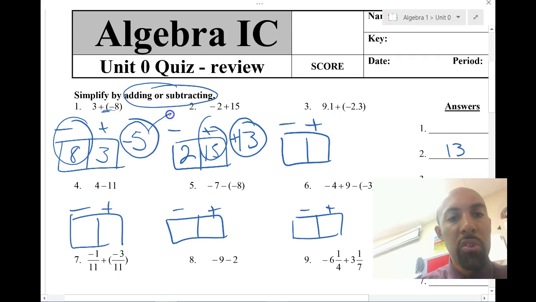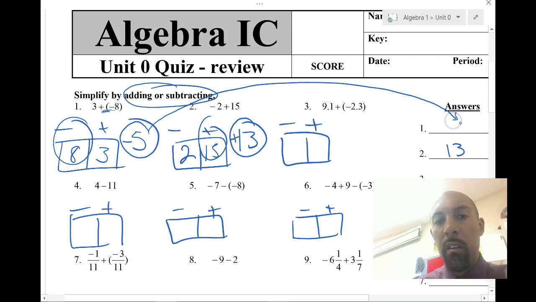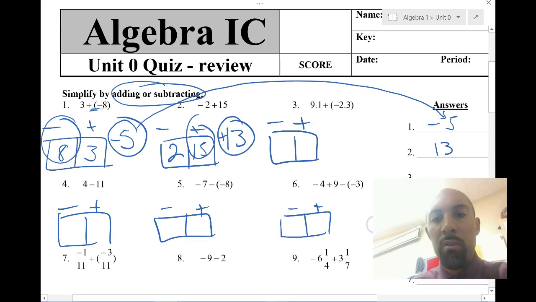Okay, now remember, make sure your answers go over here on the right. I can't give you credit. You don't get points if you don't put your answer over here, because how am I going to give you a score? Okay, now, this is decimals.